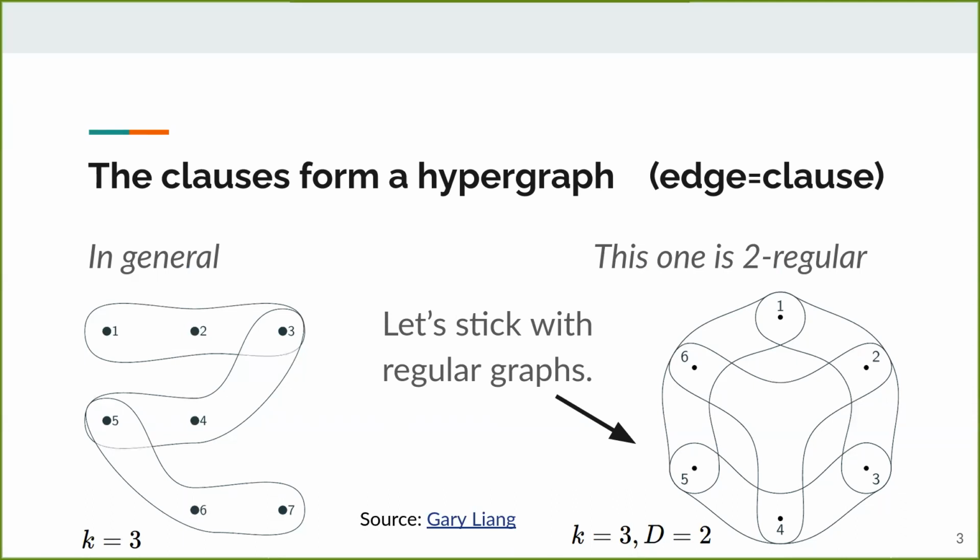One way to look at these clauses for kXOR is to see a hypergraph where you take every clause and look at it as a hyperedge. On the left side, you have 3XOR, where you have a clause with variables 1, 2, and 3, 3, 4, and 5, and 5, 6, and 7. In this work, I'm going to be mostly looking at regular graphs. Notice in the right side, every variable is involved in exactly 2 clauses. So it's still a 3XOR problem, but the variables are involved in the same number of clauses.